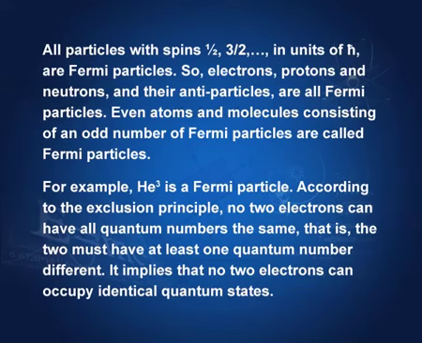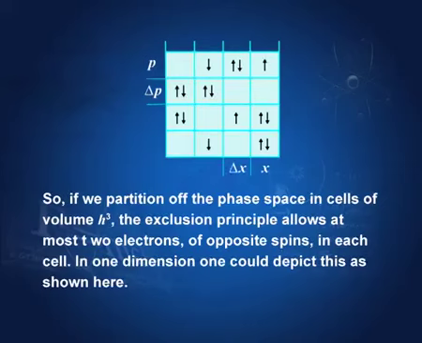According to the exclusion principle, no 2 electrons can have all quantum numbers the same. That is, the 2 must have at least one quantum number which is different. It implies, as I have been saying, that no 2 electrons can occupy identical quantum states. So, here are those cells again. This is delta p, this is delta x, this is the p axis, this is the x axis, and each cell in 3 dimensions has a volume h cubed, but can contain only a maximum of 2 electrons, one having spin pointing upwards and the other pointing spin downwards. So, we have a maximum of 2 here. Some of these cells may have only 1 electron.